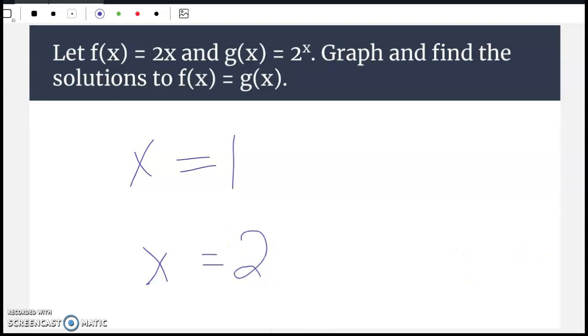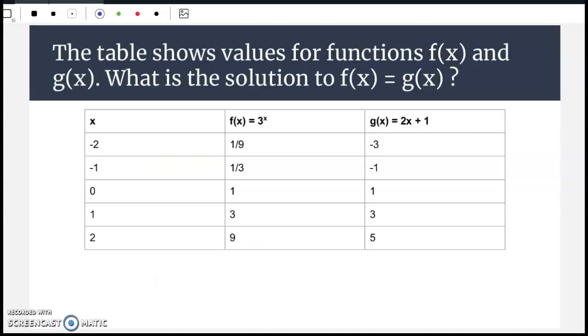Now we're going to shift gears a little bit and focus on a table. The table shows the values for two functions, f of x and g of x. Now we certainly can plug these into Desmos and you can see for yourself where they intersect, but we have a table of y values here. Just keep in mind this is a y value, this is a y value. These over here are x values.